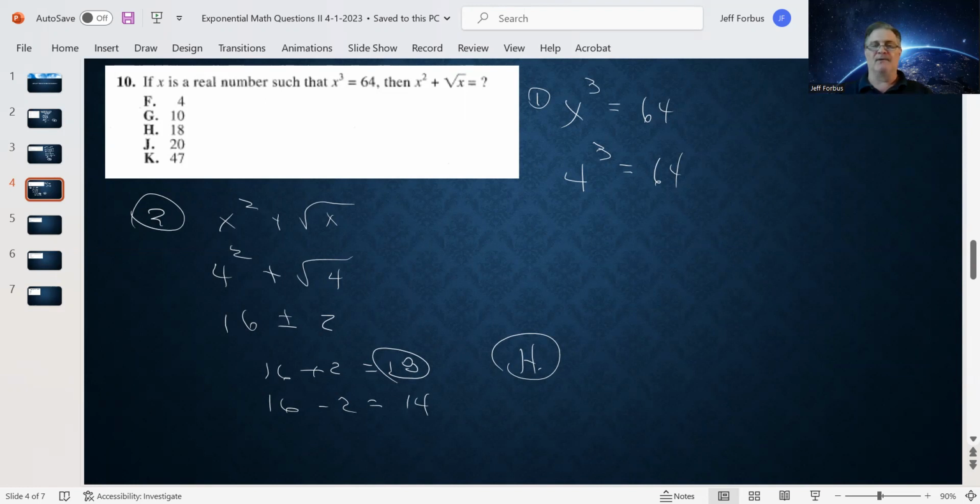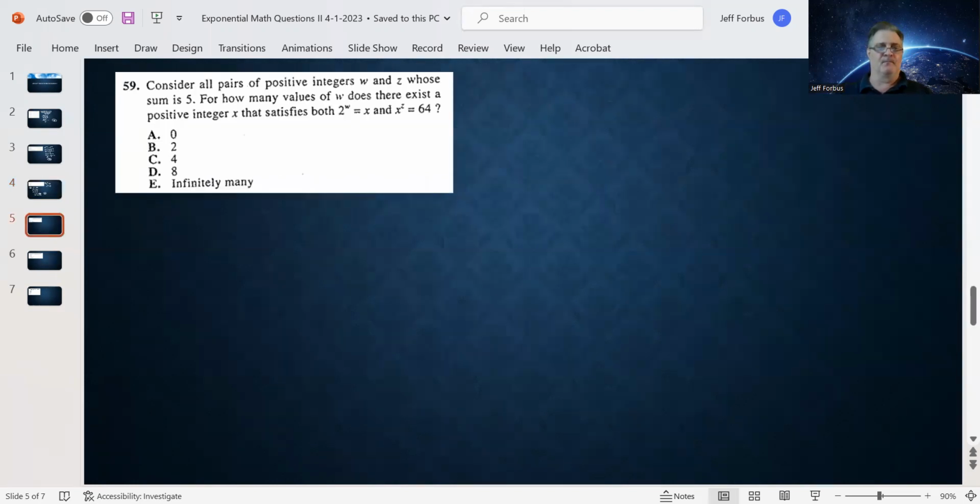Well, let's see what the next one is. Consider all pairs of positive integers W and Z whose sum is 5. So let's stop right there. So the first thing that we see, W plus Z must be equal to 5, because they're telling us the sum. Okay, let's go to the next sentence.